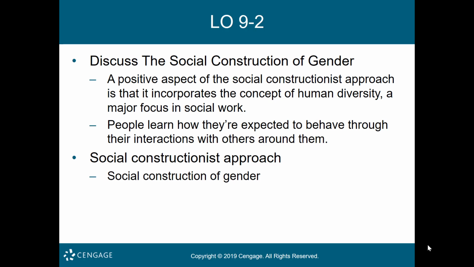Learning objective 2 is to discuss the social construction of gender. Social constructionist approach is another concept within the social construction of gender. Social construction is the process by which people's perception of reality is shaped largely by the subjective meaning that they give to an experience. From their perspective, little shared reality exists beyond that which people socially create.